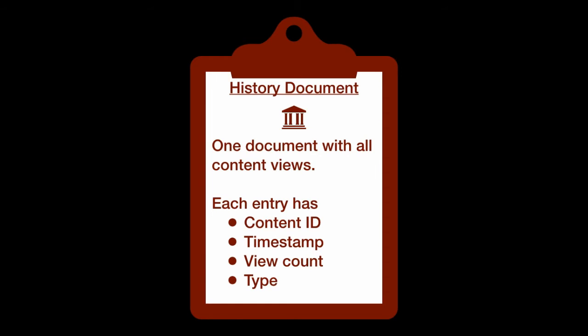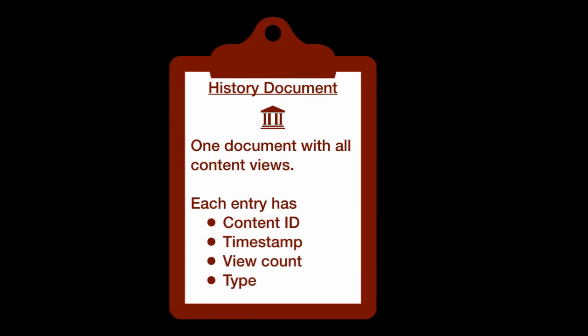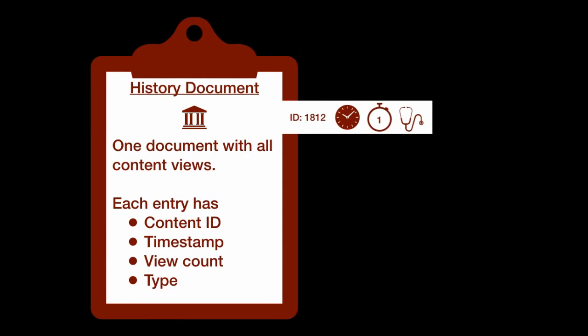So they're looking at medical topics and graphics and calculators and other things. The application would record those as content views. And so here are some of the attributes of a content view: the content ID, the time when the user viewed it, the count, the frequency of how frequently the content was viewed, and the type.